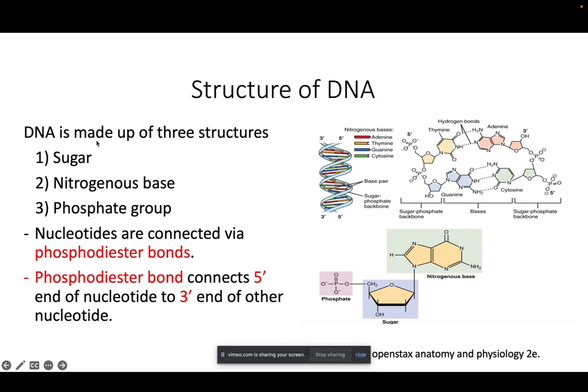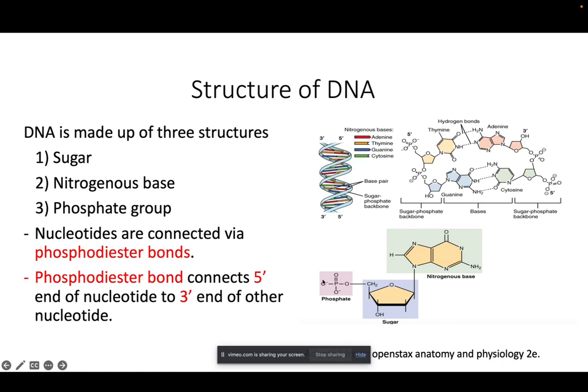DNA is made up of three structures. The first is a sugar, the second is a nitrogenous base, and the third is the phosphate group. On the right side, I depicted the image here, and as you can see, this is the pentose sugar, and this is the phosphate. It is attached to a sugar, and then there is a nitrogenous base. It is also attached to a sugar. So the phosphate and the nitrogenous base are attached to a sugar.